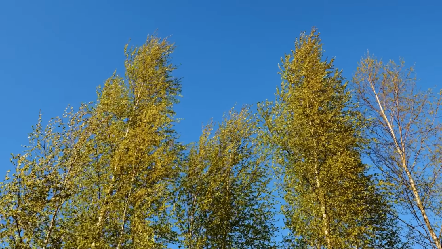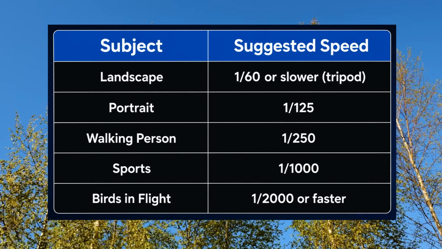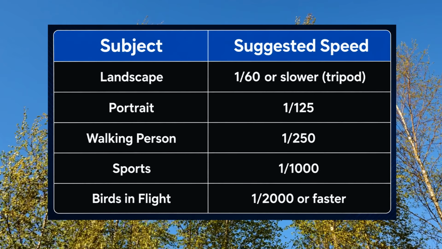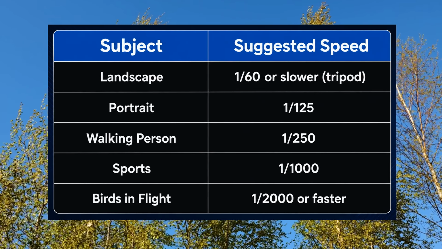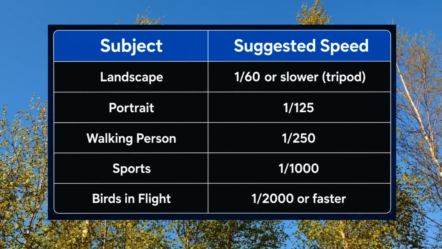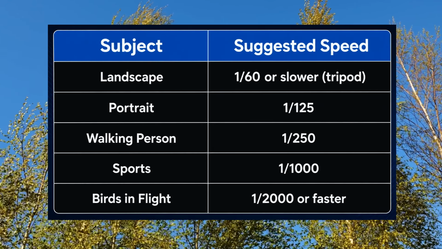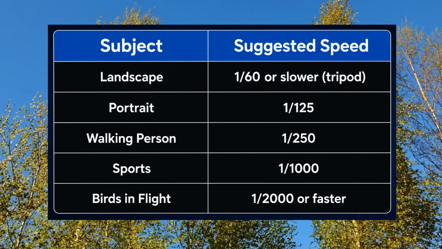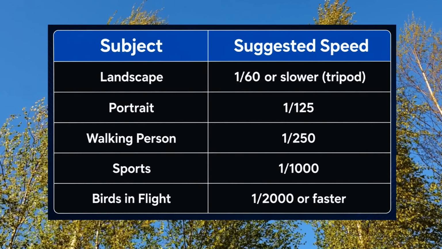The correct shutter speed depends on the situation. A landscape with no movement may work perfectly at slower speeds, especially when using a tripod. A sports photograph may require 1/1000th of a second or faster to freeze action. A portrait of a person standing still may require something around 1/125th of a second or faster when shooting handheld.